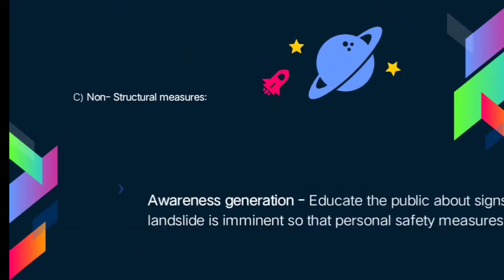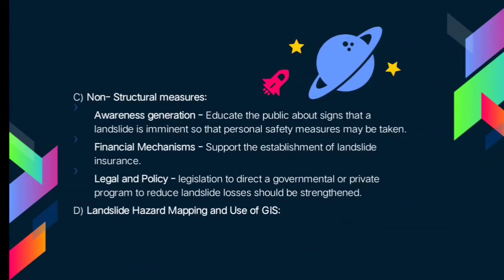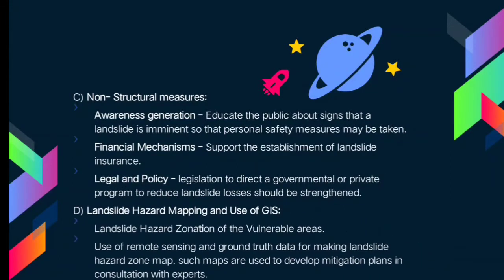The non-structural measures which have to be followed are to educate the public about signs that a landslide is about to happen anytime so that personal safety measures may be taken. Financial mechanisms should be established at the event of landslides and insurance should be provided. A lawful framework should be created and strengthened to direct a governmental or private program to reduce landslide losses.